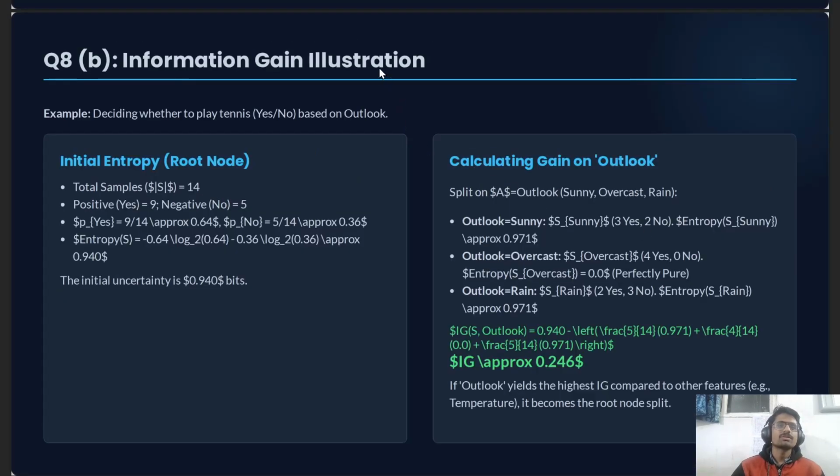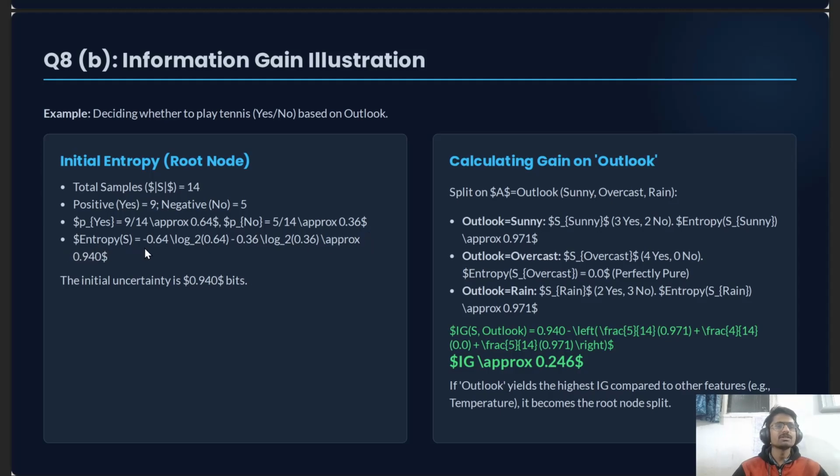The B part of question number 8 also includes an information gain illustration. Example: deciding whether to play tennis, yes or no, based on outlook. Initial entropy at the root node: total samples equal to 14, positive yes 9, negative no 5. So yes is 9 divided by 14, approximately 0.64, and no is 5 divided by 14, approximately 0.36.